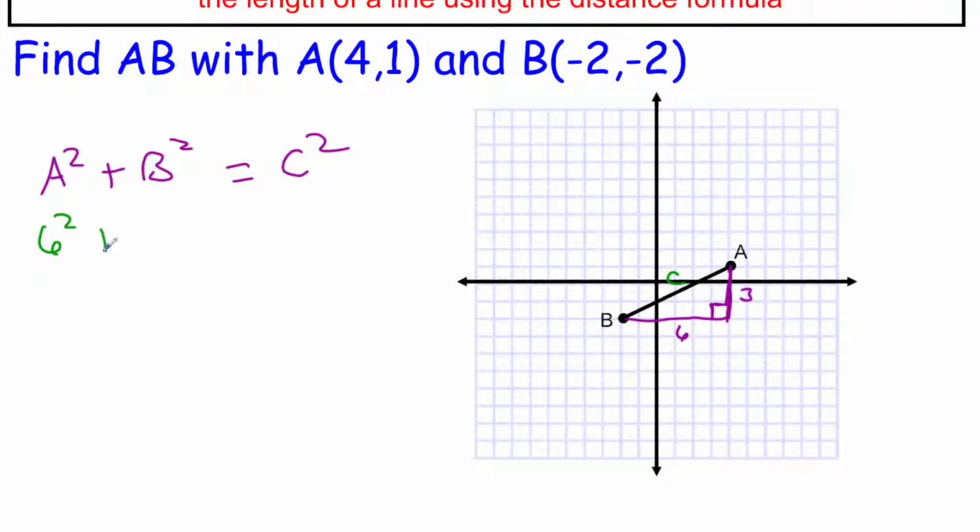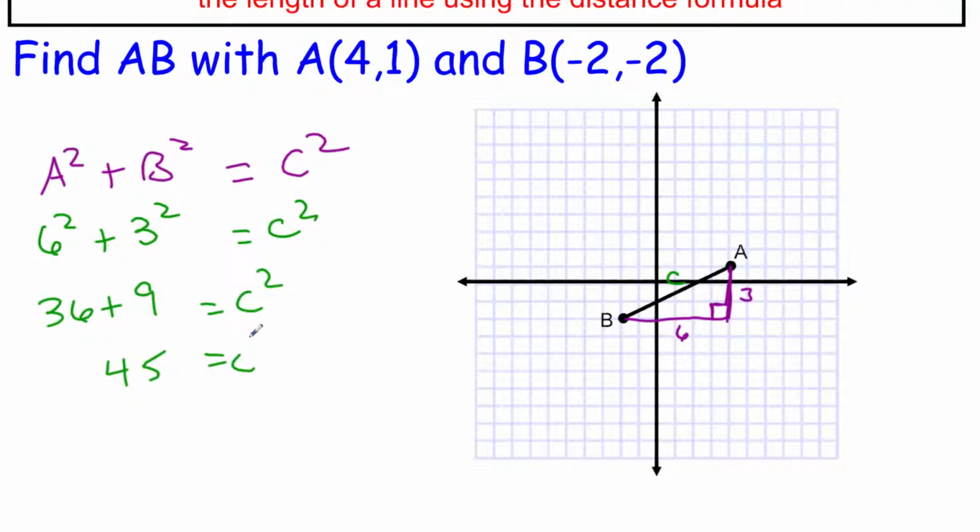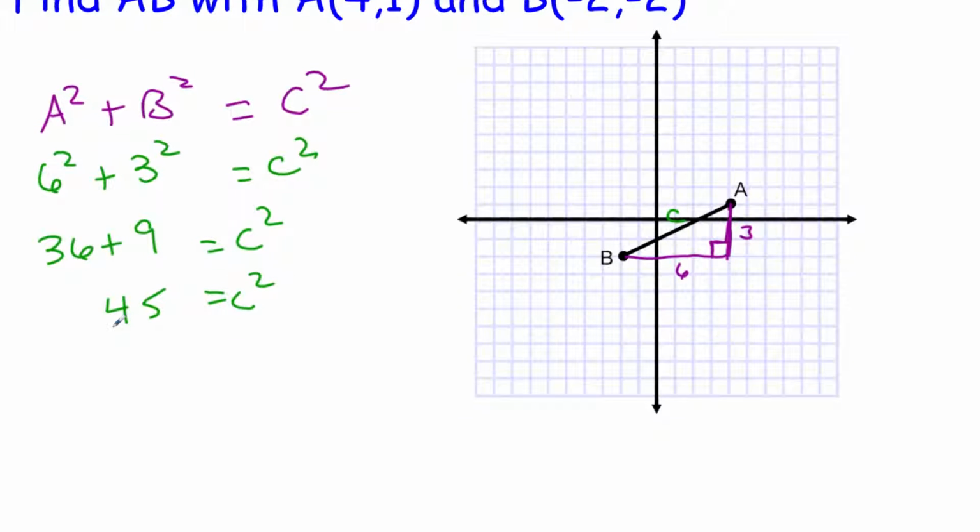So I'm going to say 6 squared plus 3 squared is equal to C squared. This is 36 plus 9 is C squared, and 36 and 9 is 45. I can finish this one up by taking the square root on both sides. If you leave this in radical form, if you remember simplifying with radicals, you should say that this is the square root of 9 times the square root of 5, which is really 3 square root of 5.